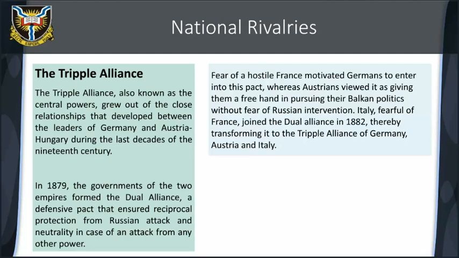Fear of a hostile France motivated Germans to enter into this pact, whereas Austrians viewed it as giving them a free hand in pursuing their Balkan policies without fear of Russian intervention. Italy, fearful of France, joined the Dual Alliance in 1882, thereby transforming it into the Triple Alliance of Germany, Austria, and Italy.